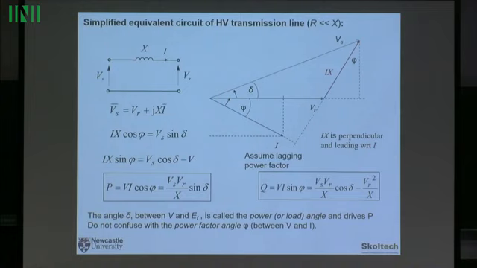That angle between voltage, sorry, this is from the wrong slide. The angle between VR and Vs is called the power or load angle, and basically drives the flow of the real power. So this is the angle delta. Do not mix it up with the angle phi, which is between voltage and the current, the power factor angle. So delta is the power angle, and this is the power factor angle.